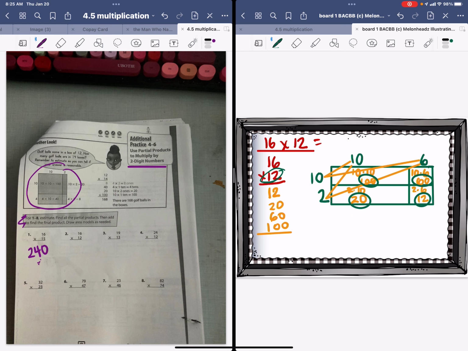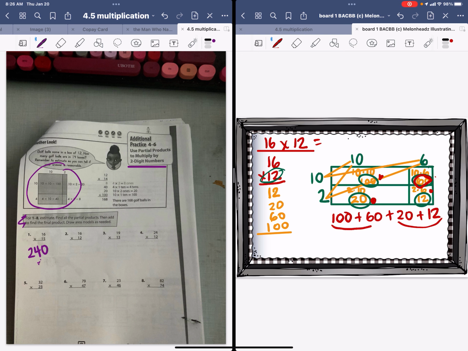So now I'm going to take those partial products and come down below it, and I'm going to write out the products. This partial product is 100. It comes from right there. The next partial product is 60. The next partial product is 20. Next partial product is 12.